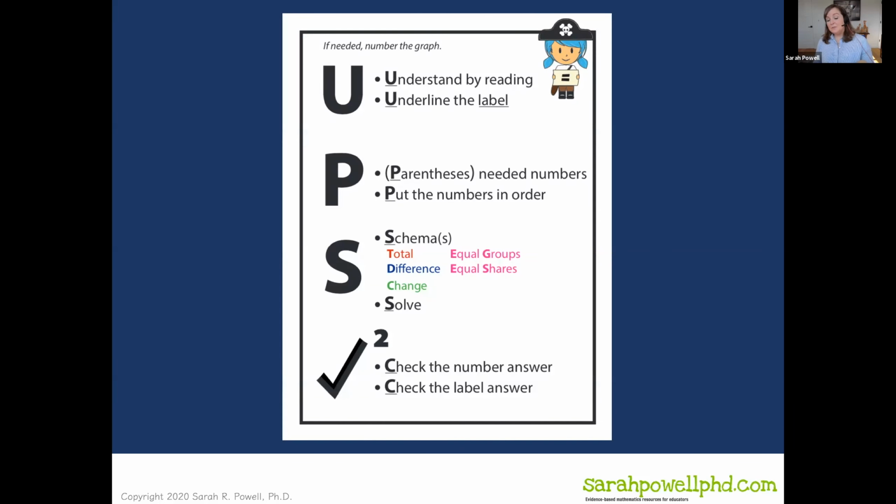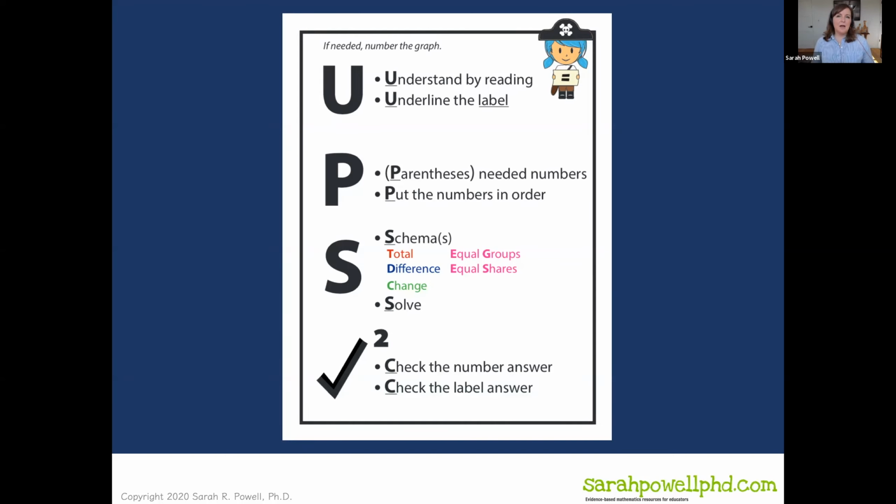Now, we're doing a little bit of work here in Texas about multi-step problem solving. And so we've actually taken our UPS check, and we call it now UPS check squared, because we really have 2 U's, we have 2 P's, we have 2 S's and 2 checks. And so I share this with you if you want to use this, but we understand the problem by reading it, and then we underline the label or labels. So like really helping the students focus on, well, what are the multiple parts of this problem? Because now sometimes it's not just one thing I'm going to underline, but it might be 2 or 3 things we have to underline.